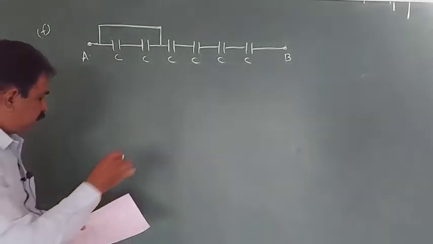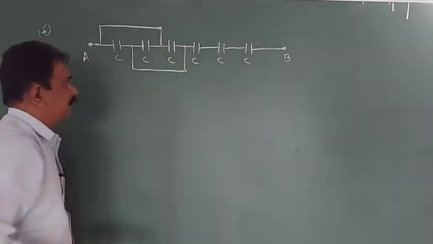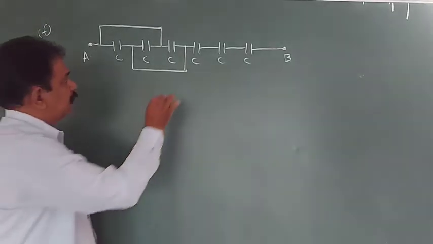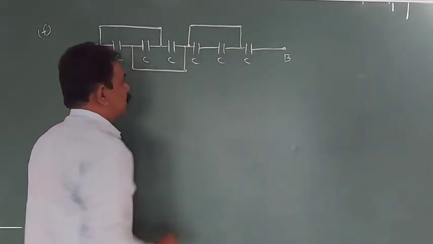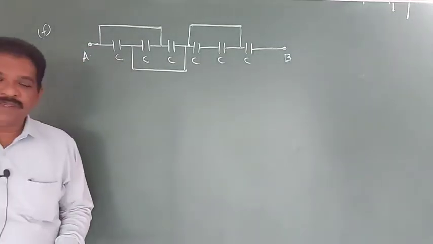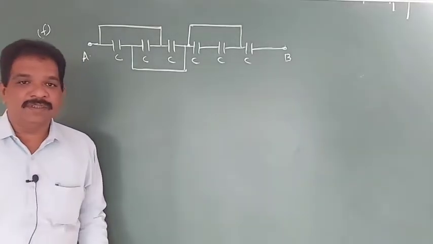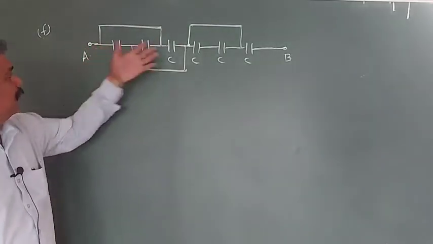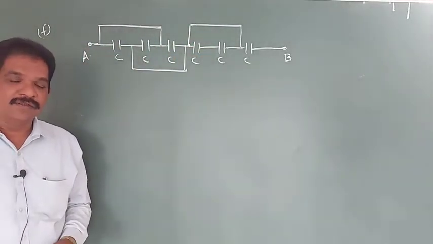Again they joined a wire from here to here. Again they joined a wire from here to here. Now find the effective capacitance between A and B. That is the question. So like this, one connection is there. What is the effective capacitance?